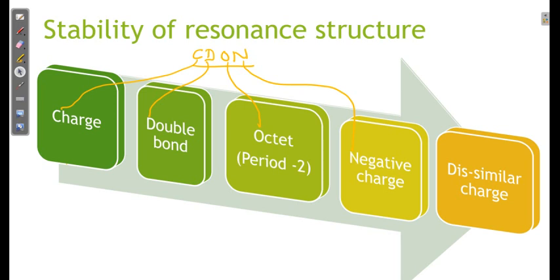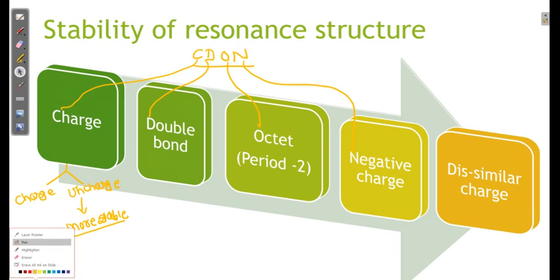Normally we have two parts: charged and uncharged. Always remember that uncharged is more stable, because as charge increases, potential energy increases, so stability decreases. So always we look for the uncharged form.